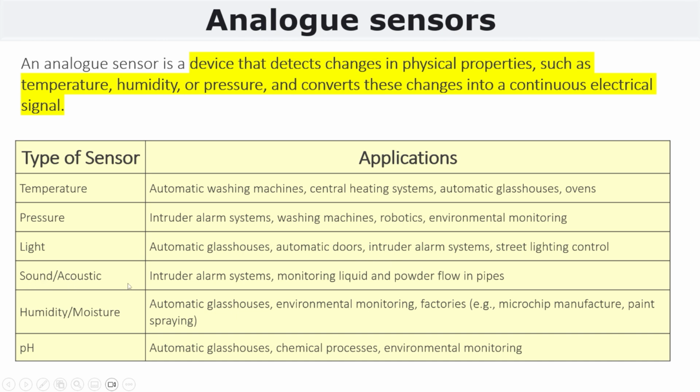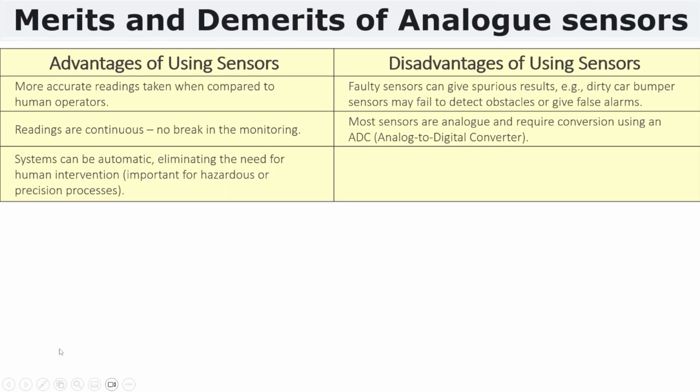Sound or acoustic sensors are also used for intruder alarm systems. Humidity or moisture sensors again are used in the automatic greenhouse. And then last but not least is the pH sensor, which is also used in the greenhouse.